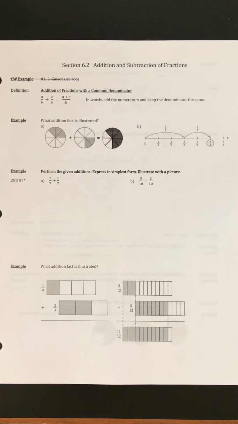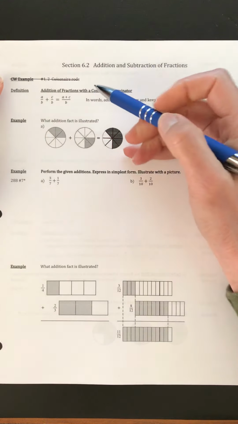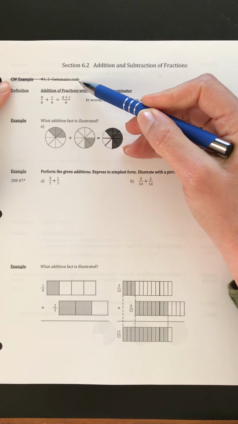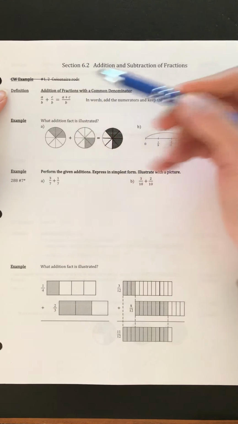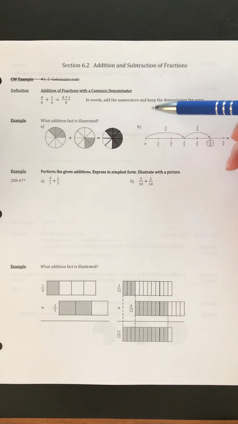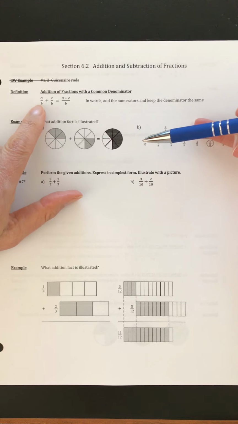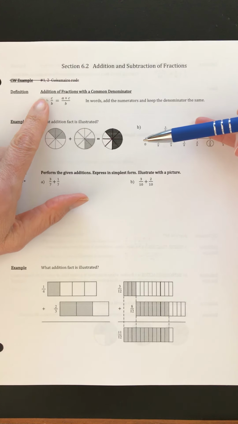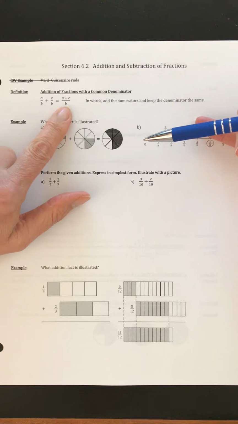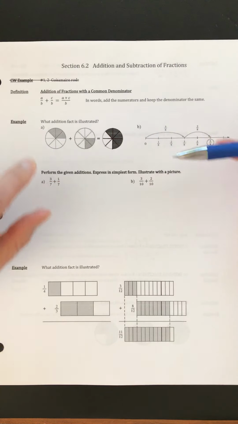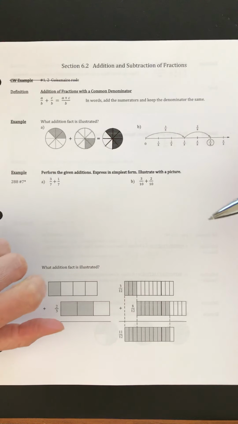Right, welcome to section 6.2, page 1 on addition and subtraction of fractions. You're not going to be doing the classwork example because we don't have the Cuisenaire rods. So we're going to skip right to the definition of adding fractions with a common denominator. If your two fractions have the same denominator, then you add the numerators and keep the denominator the same. All right, let's take a look at these pictures.